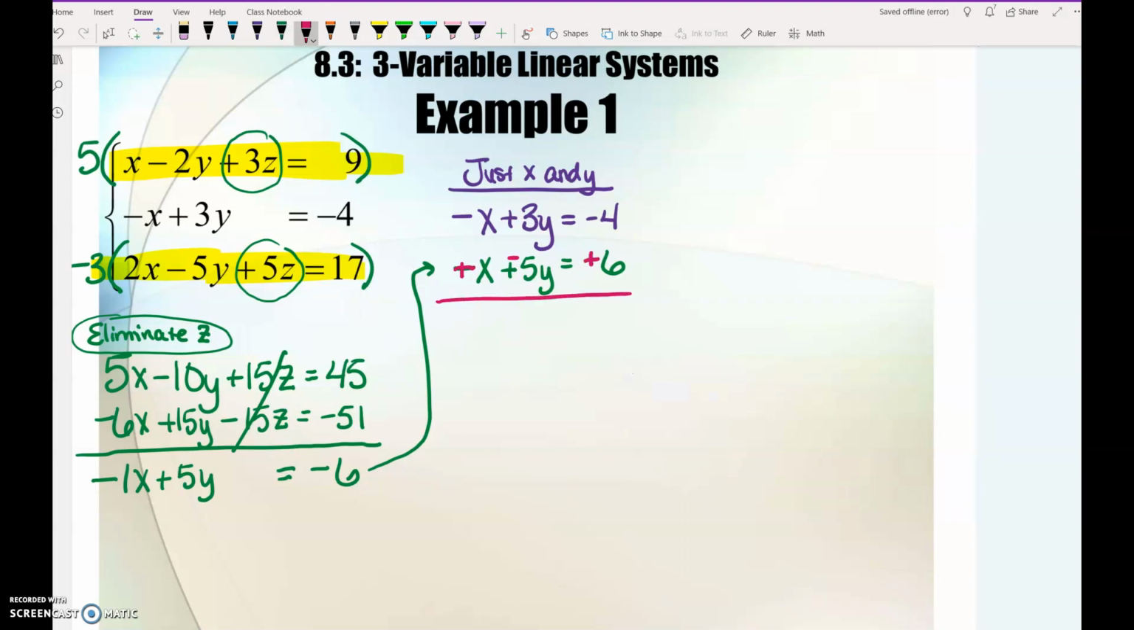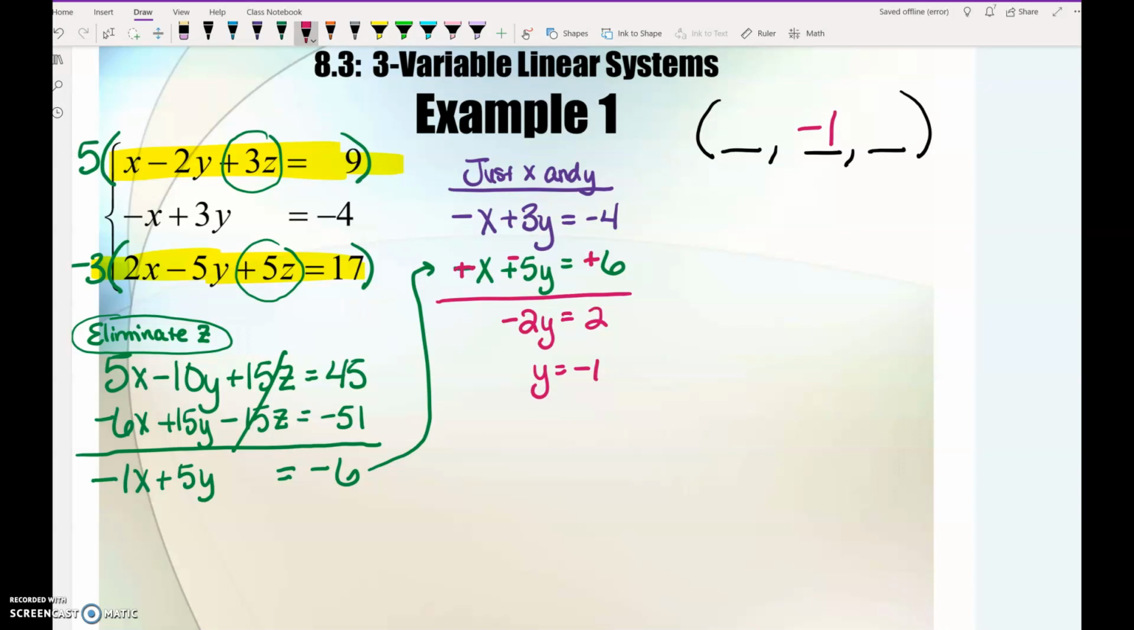The x's eliminate. We have negative 2y equals 2. So what does y equal? Negative 1. So somewhere on here you want to put your 3 blanks, your ordered triple. We now know that y is negative 1.